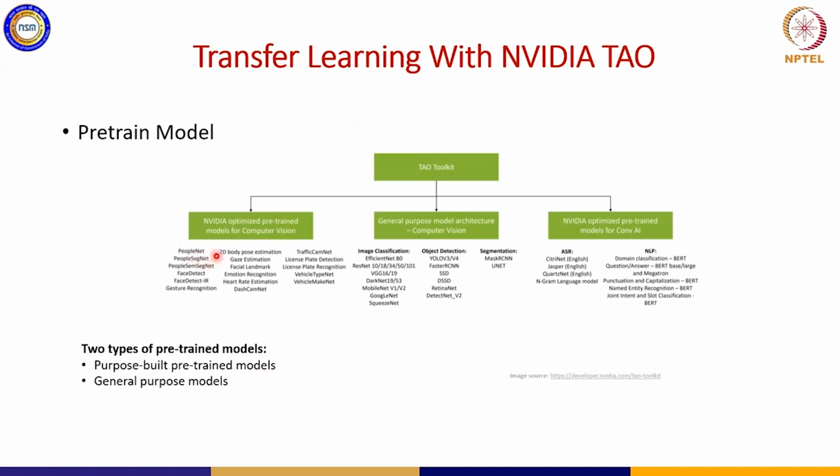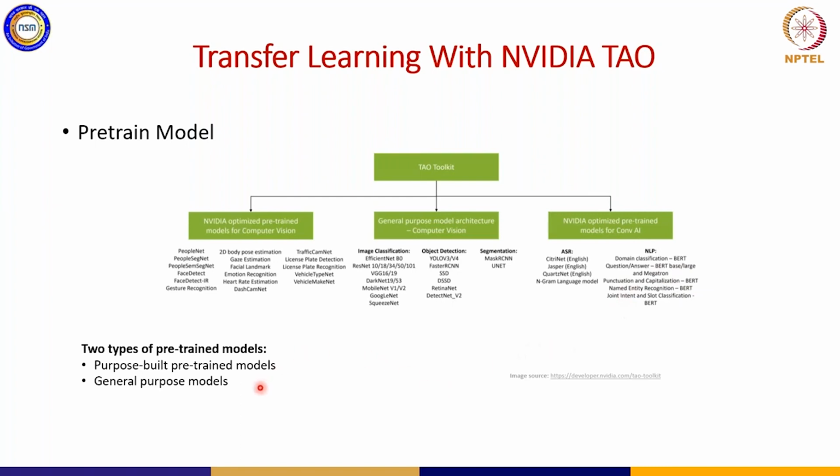An example is the PeopleNet. This model recognizes persons. There is also the 2D pose estimation. It recognizes human pose estimation. There is the license plate detection, license plate recognition. All of these exist. Also, it does exist in the NLP domain as well, where you have the BERT, you have Megatron, and the likes there.